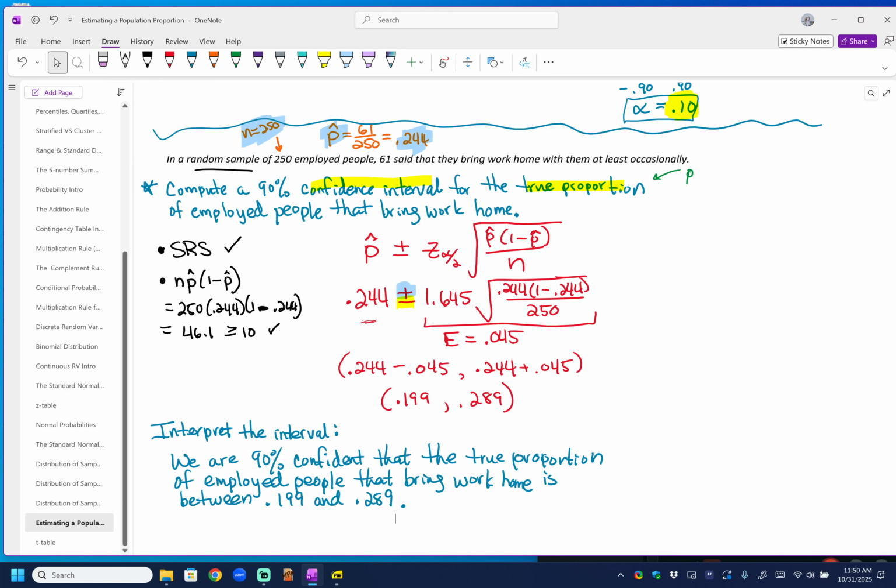So basically, what are the areas that you would change when you go to a different problem? If it's a different confidence, you change that. The context obviously is going to change. So this is employed people that bring work home, but it could be anything. And of course, you're going to change these two numbers based on your span. But this is the interpretation statement that you will always need to accompany your computed confidence interval, if it's requested, obviously. If I don't say to interpret, then you don't have to include it. But if I say compute and interpret, this is what you must write after your interval.